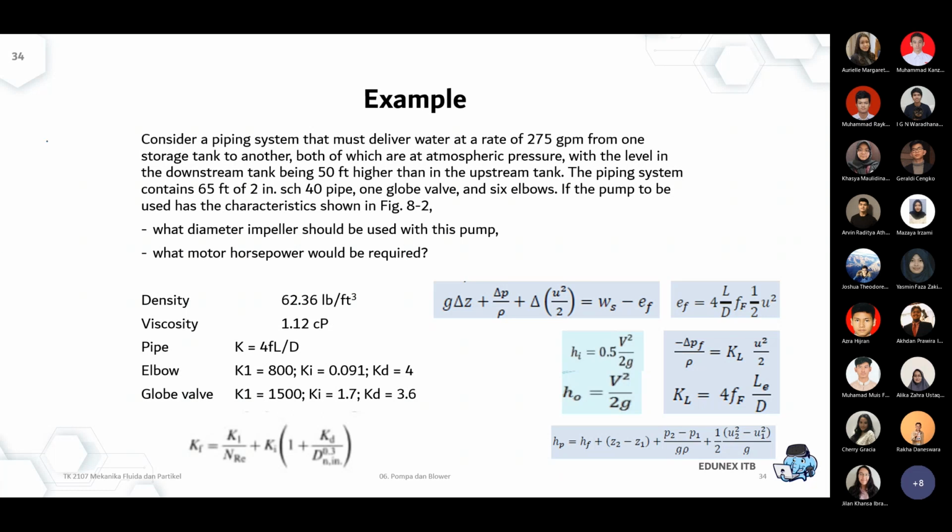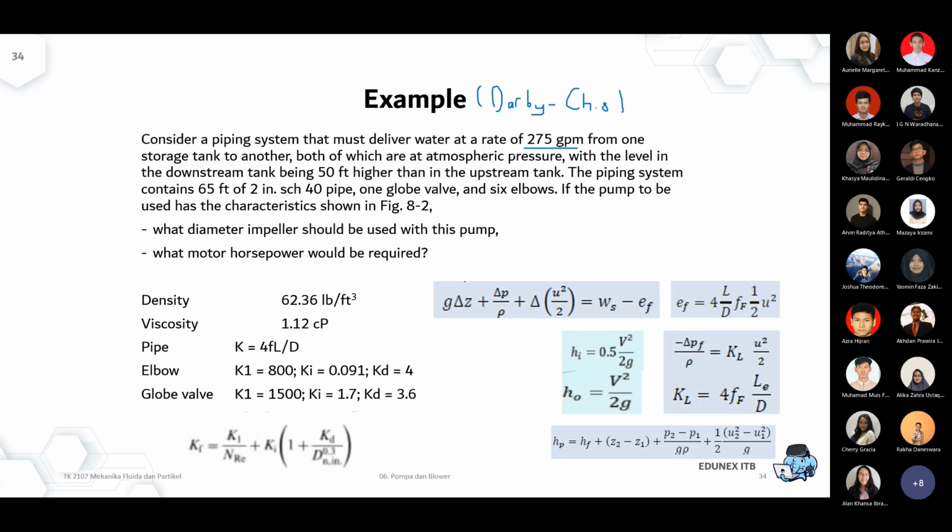Okay, let me start then. Consider a piping system that must deliver water at a rate of 275 GPM. This example is coming from the Darby book, which I attached in the MS Teams. If you want to study it later, I think it's chapter 8, somewhere around that number. So check on that.